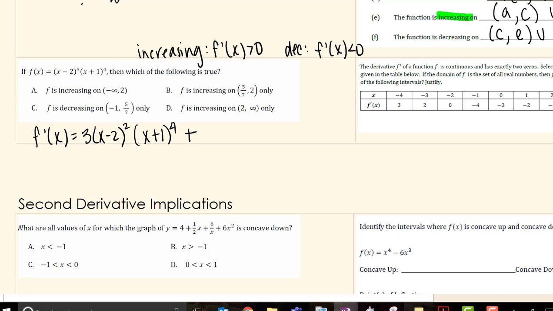Plus, we're leaving the first one now, and then the derivative of the second. So 4 times x plus 1 cubed. Now, since we're looking for those benchmarks of 0, I really need to get this into some sort of a factored form of a polynomial. To do that, I'm going to pull out GCFs so that I am left with hopefully 3 factors in the end.